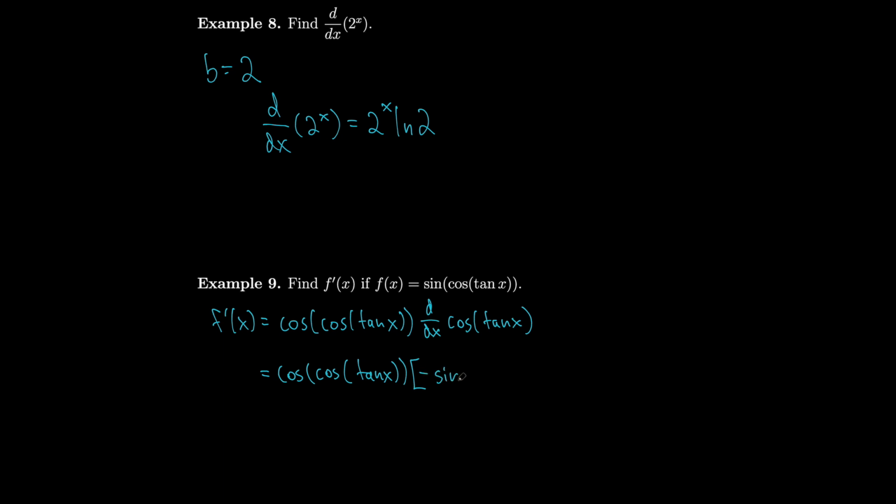Times minus sine of tangent, because now we have to do the chain rule again, because the derivative of cosine of tangent is a composite function of cosine and tangent. So the derivative of cosine is minus sine, we pretend tangent is just one variable, and then we take the derivative of that. So this ends up becoming minus cosine of tangent x times sine of tangent x, and the derivative of tangent is secant squared.